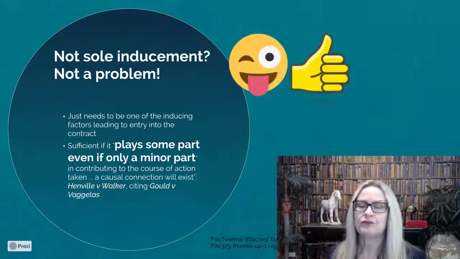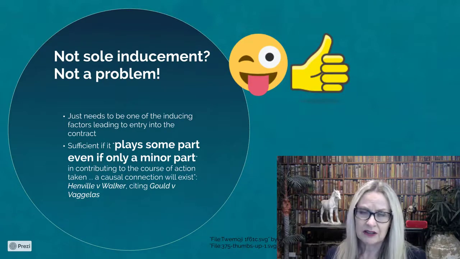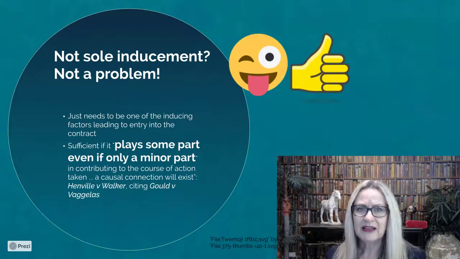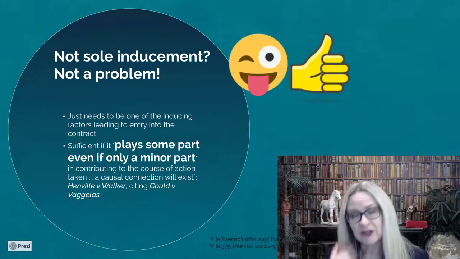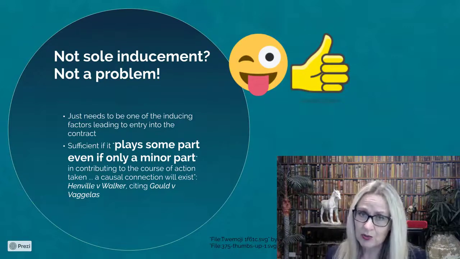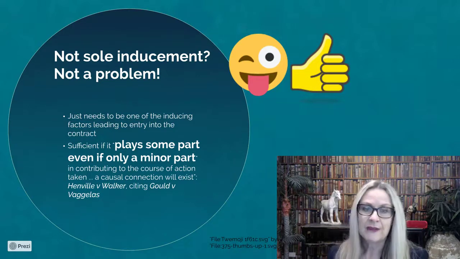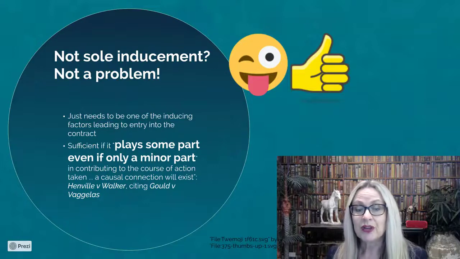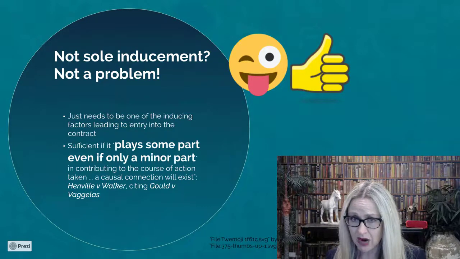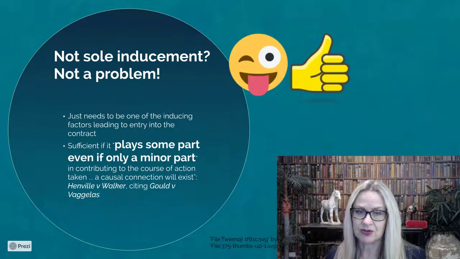However, if there are multiple factors that led to a party entering into a contract, and the statement played one role, even a small role, in that party deciding to enter into a contract, then that will be sufficient to have caused inducement, reliance, and entry into the contract. There's a lovely little case called Gould and Vagelos, and that case by the High Court says that it will be sufficient if the representation plays some part, even if only a minor part, in entering into the contract.